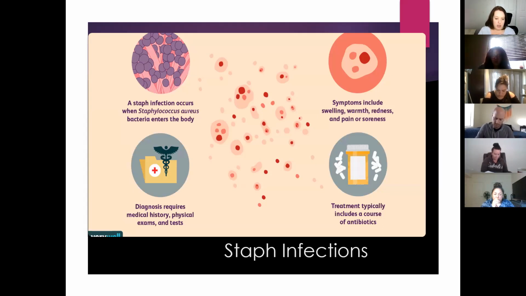Diagnosis requires medical history, physical exams, and then tests. What they mean by tests is that we'd have blood work done. If it's, for example, a surgical site, they would swab that site and then send it to the lab to see if staph grows. And then treatment, it's easily treated with antibiotics. If it's a rash, sometimes it presents as a rash, dermatologists may give an antibiotic cream.